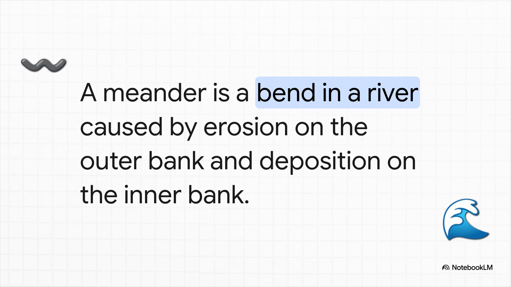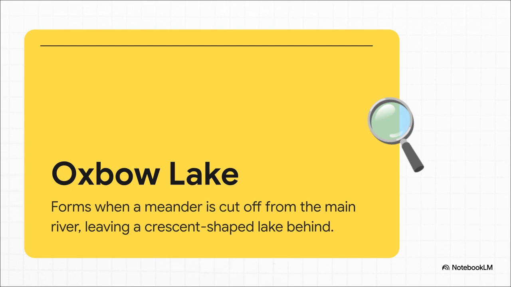And as the river slows down and the valley widens, it stops flowing in a straight line. It starts to swing from side to side in these beautiful looping bends. We call these meanders. They are the absolute signature feature of a mature river. Meanders are also constantly changing.